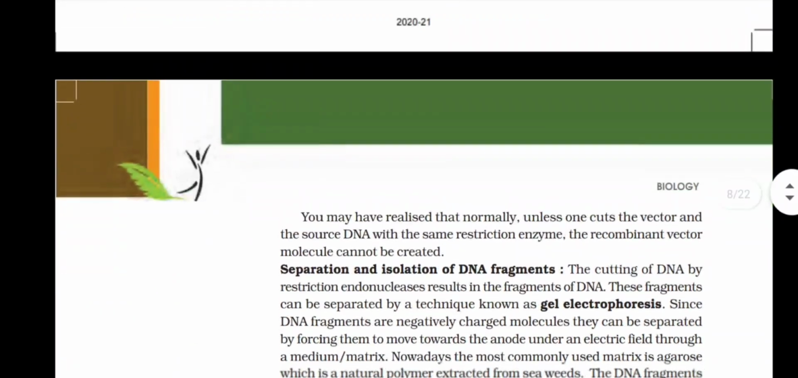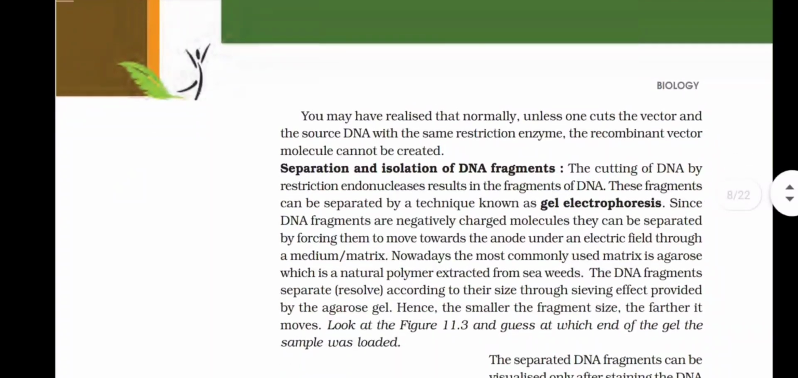Now the separation and isolation of the DNA fragments. The cutting of DNA by restriction endonucleases results in fragments of DNA. These fragments can be separated by a technique known as gel electrophoresis. Gel electrophoresis is important, and I'm going to tell you later why. Since DNA fragments are negatively charged molecules, they can be separated by forcing them towards the anode under an electric field through a medium or matrix. The anode attracts the negative, as we know from physics and chemistry as well.